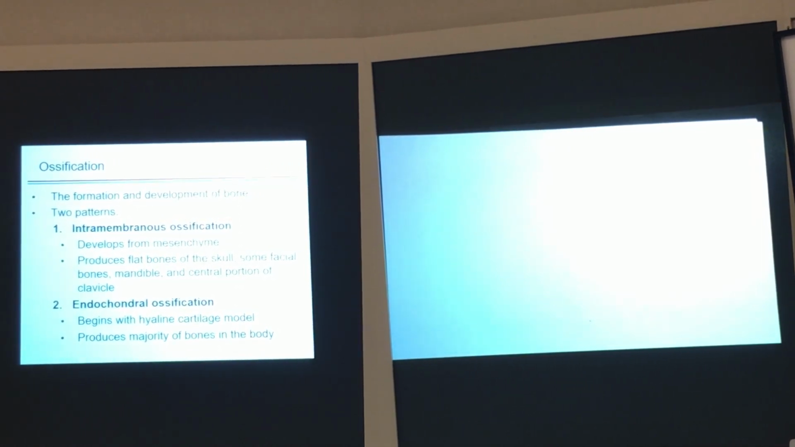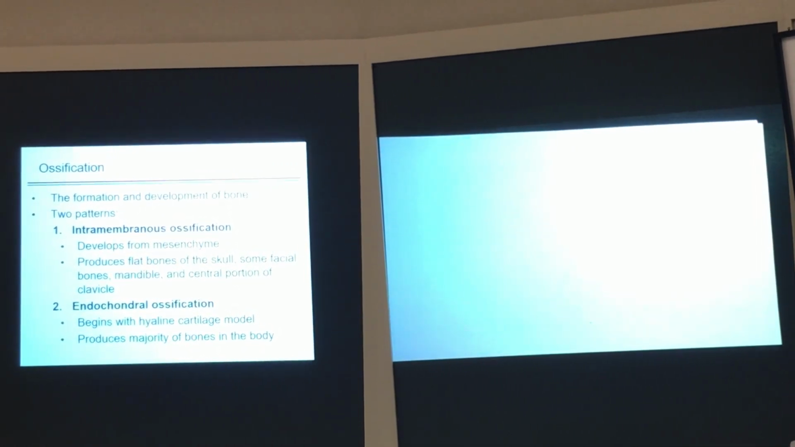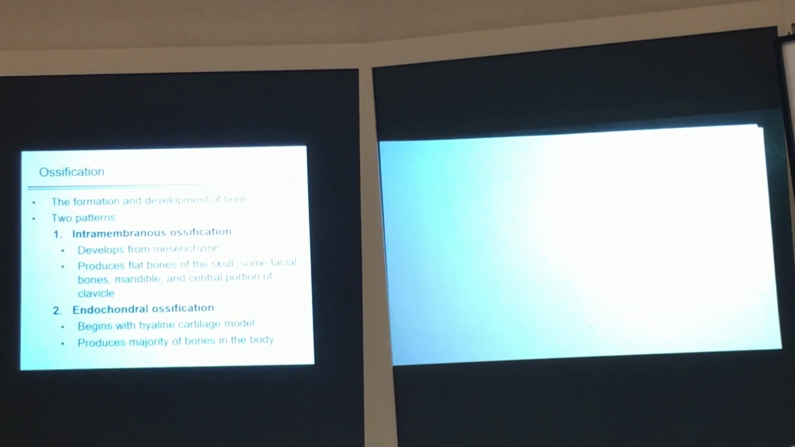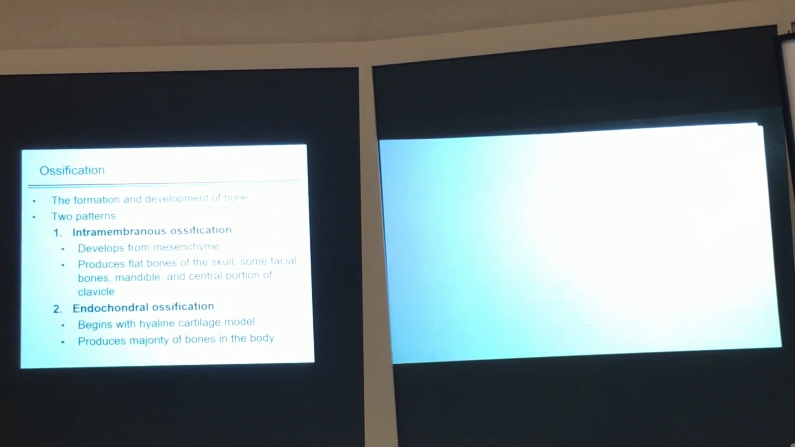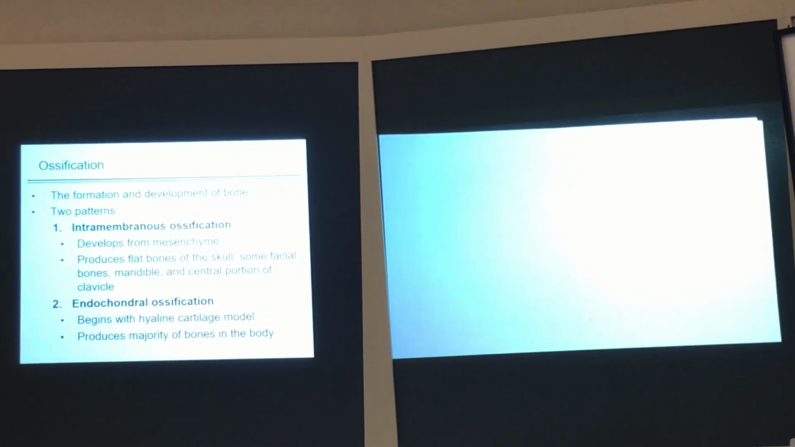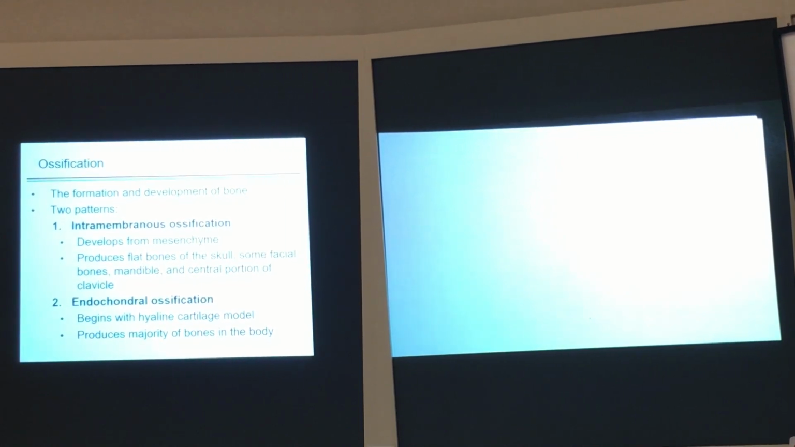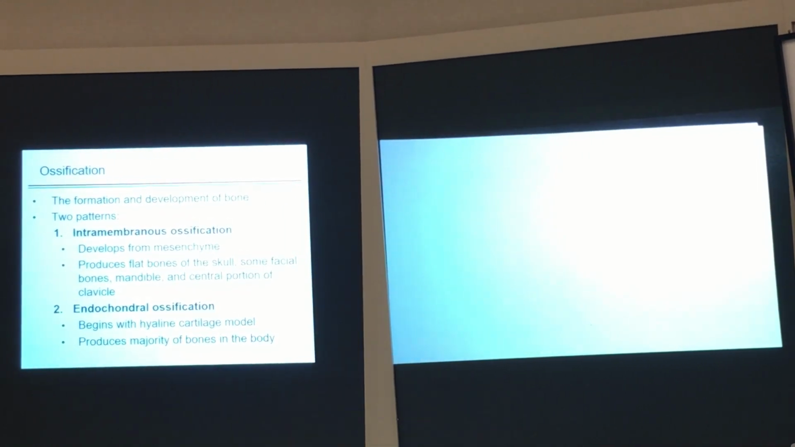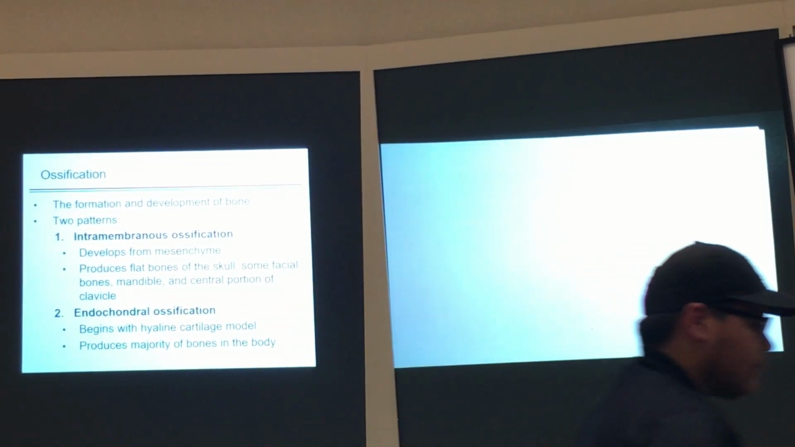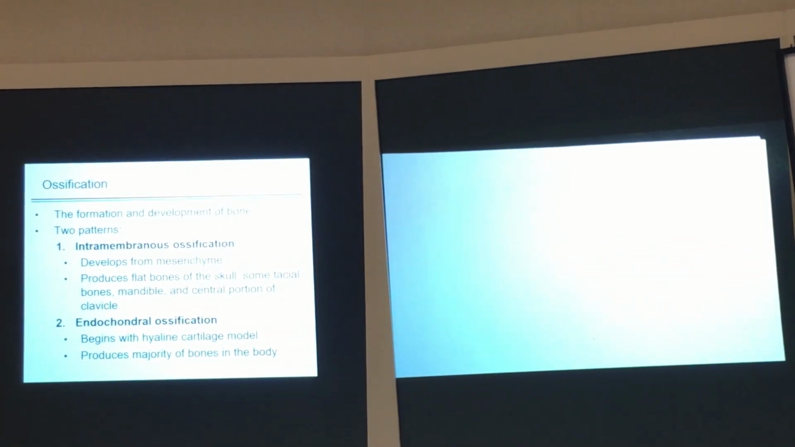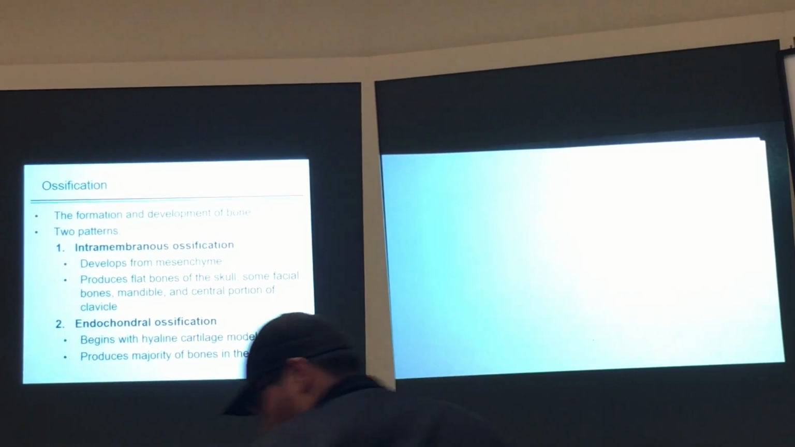Two ways, right? One from the outside or from the middle. So it's called appositional when it starts from the outside. Intramembranous when it starts from the middle. But for bone, we have ossification. Two patterns: intramembranous ossification and endochondral ossification.